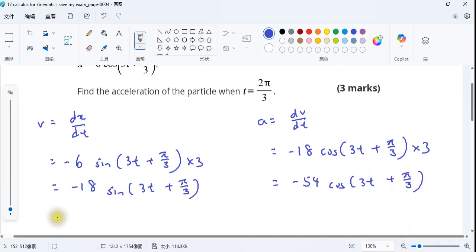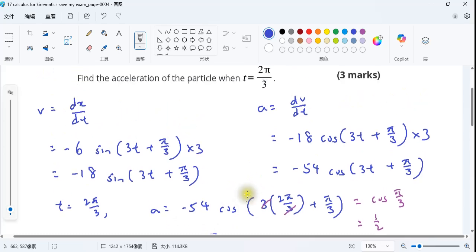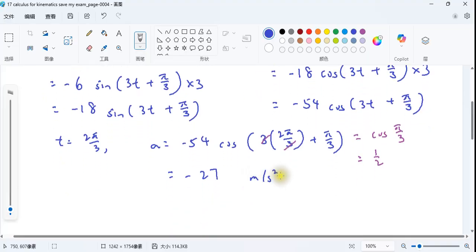So when t equals 2π/3, the acceleration will be negative 54 cos(3 × 2π/3 + π/3). Then 2π plus this will be equal to cos(π/3). Cos π/3 is cos 60, which is half. Then it is negative 27, okay, negative 27 meters per second squared.